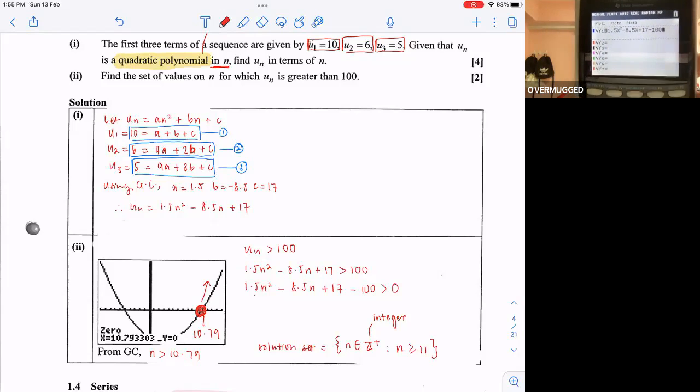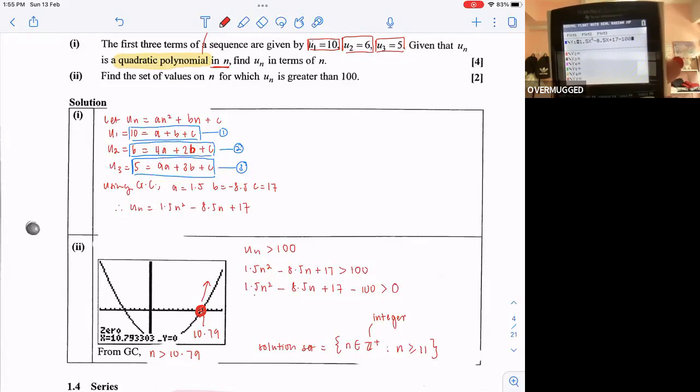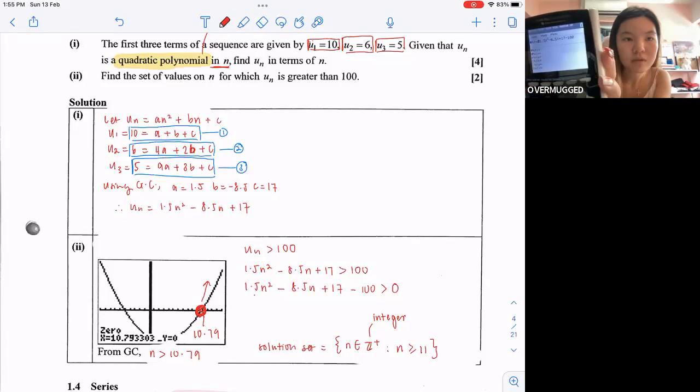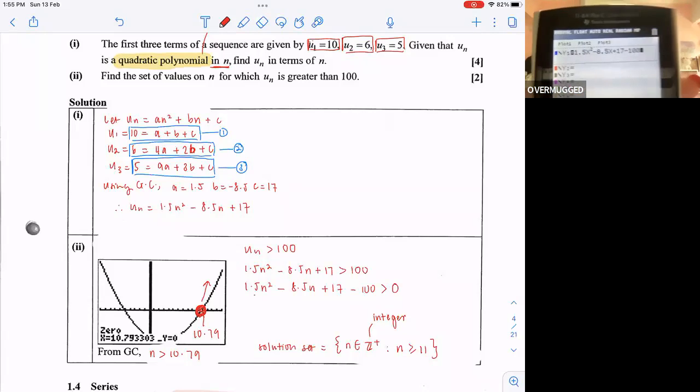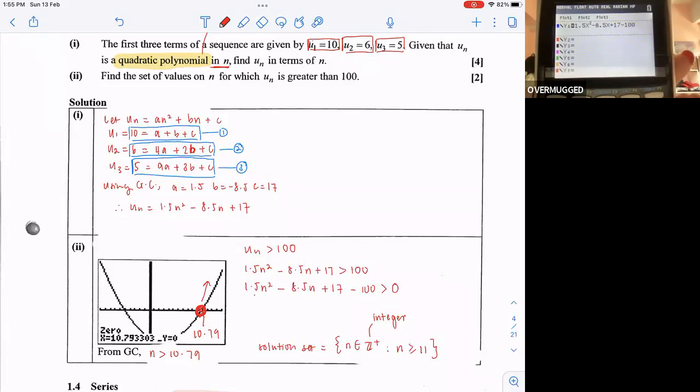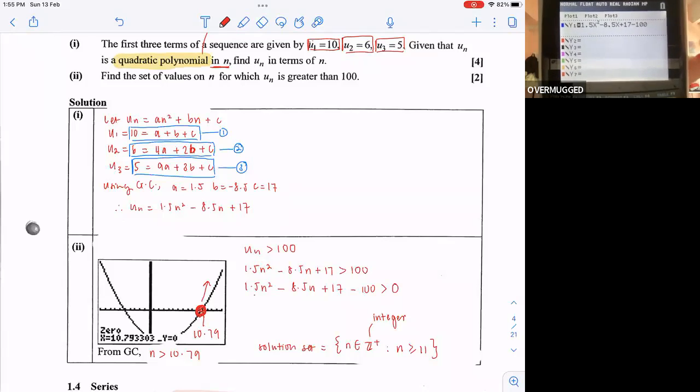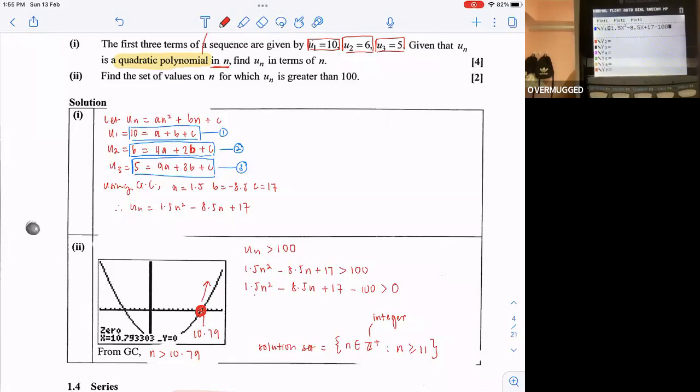Let me pin. Oh, sorry. No, let me do this instead. Side-by-side gallery. Spotlight for everyone. Okay, now you can see. So this is what you'll key into your GC.